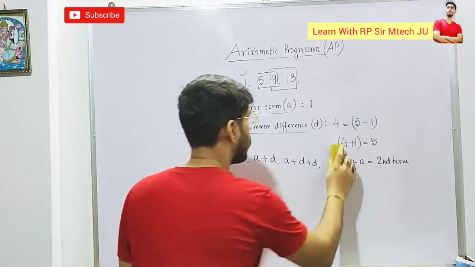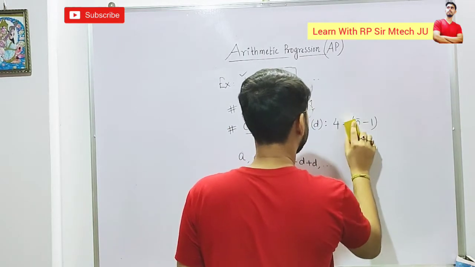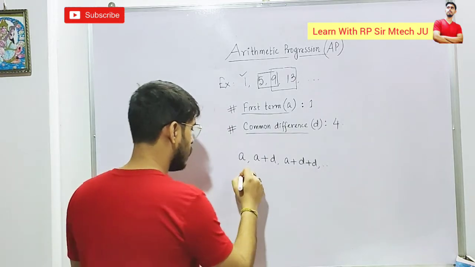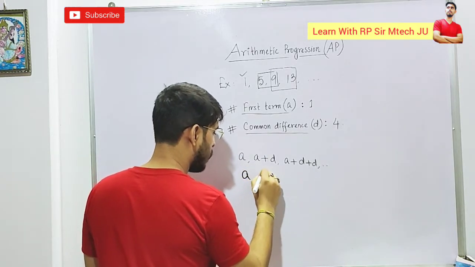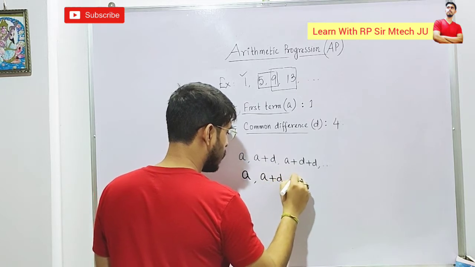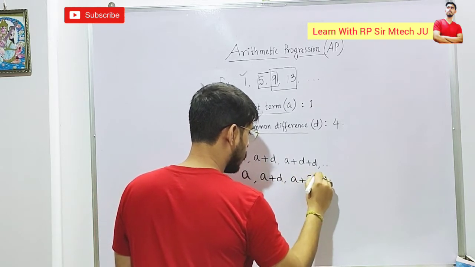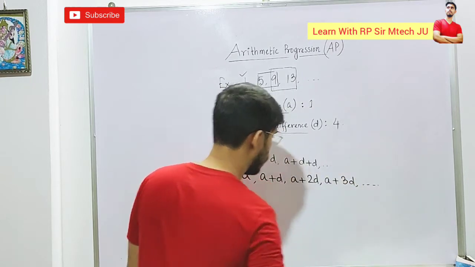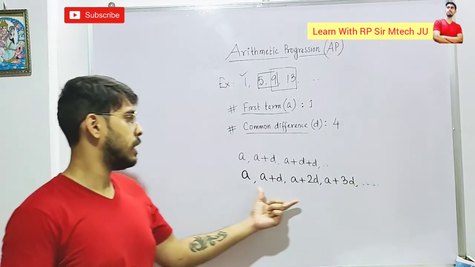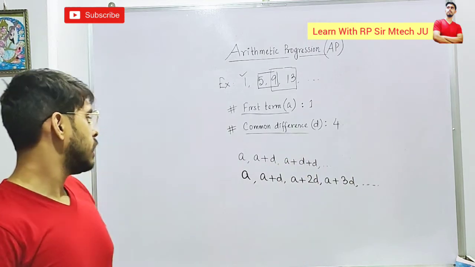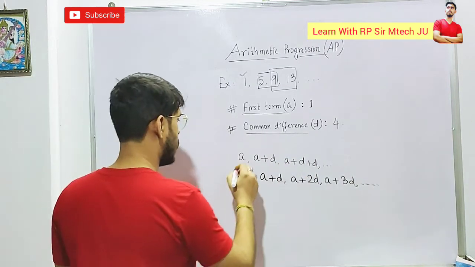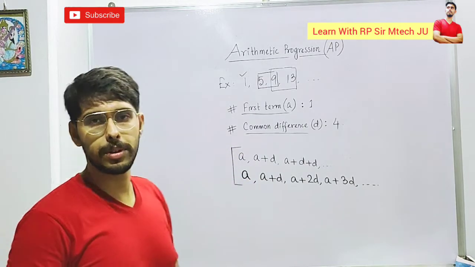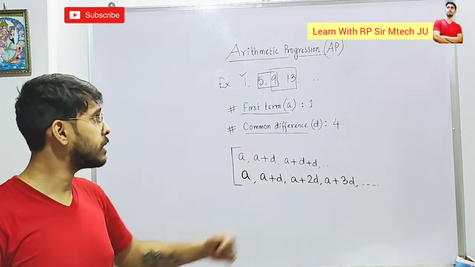So, in other words, our configuration will be A, A plus D, A plus 2D, A plus 3D, and so on. In this manner, this will continue. Right? So, this is the algebraic way of representing the arithmetic progression. That is also very important.